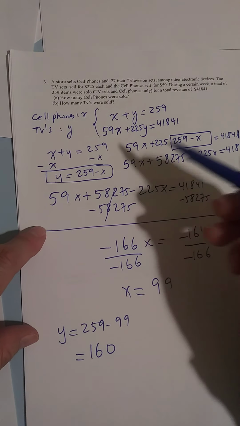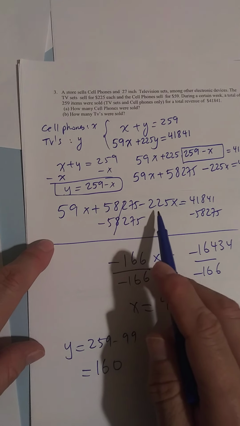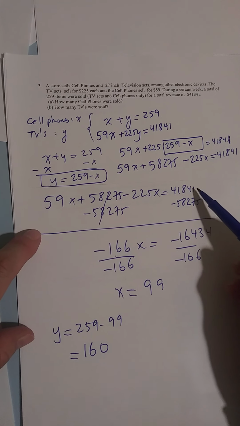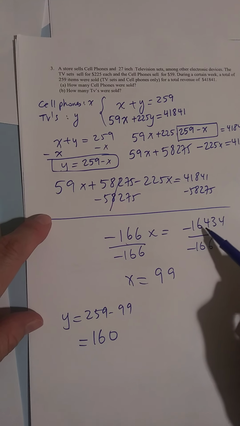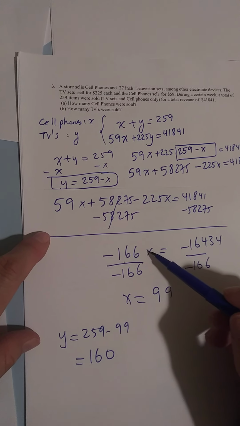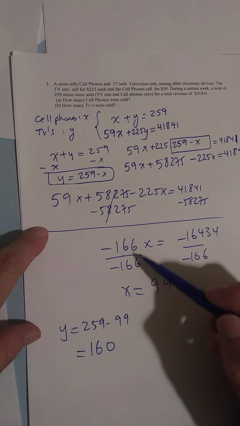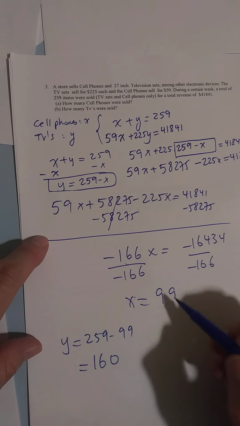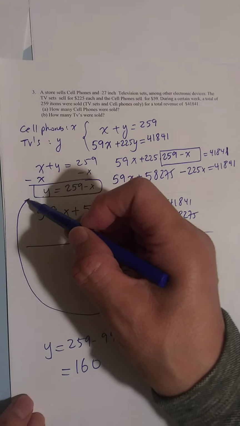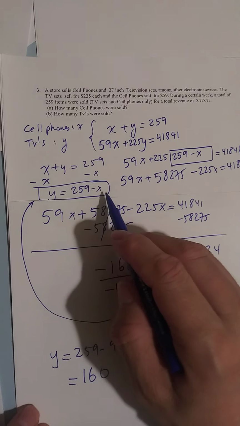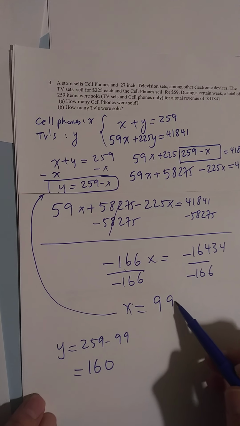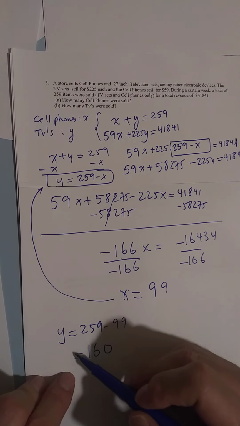So these two cancel. 59X minus 225X is minus 166X equals, when you subtract these two numbers, you get minus 16,434. So we're looking for X. Divide both sides by negative 166, and that'll give you X equals 99. Once you get X equals 99, put it back in this equation. Y equals 259 minus X, which is 259 minus 99. And that'll give you Y equals 160.